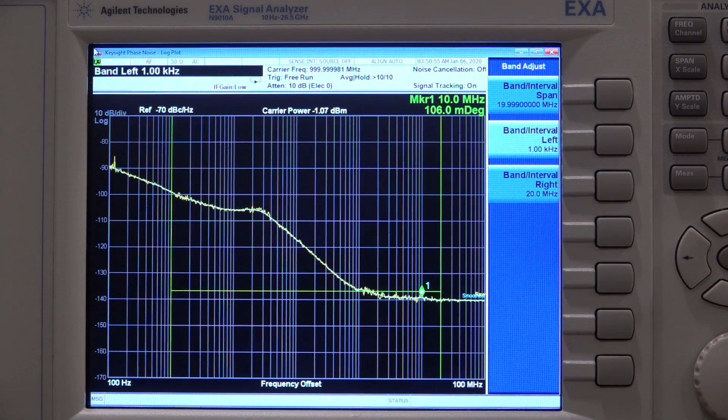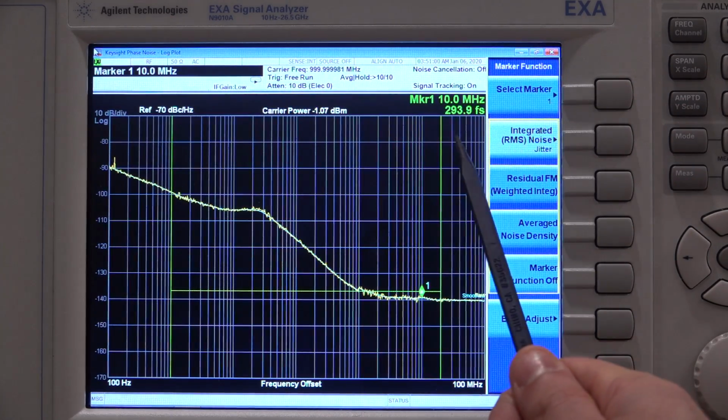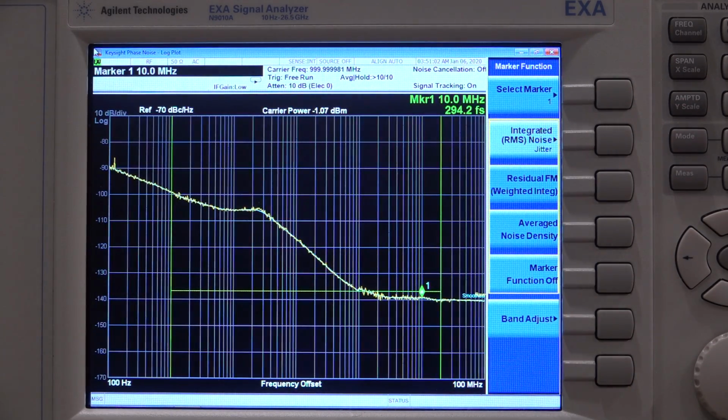And I can change the unit of that. Let's do it in seconds. 293 femtoseconds. So that's the jitter between these two bands, integrated across the entire phase noise.